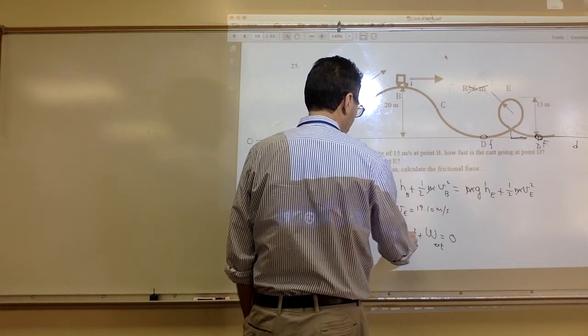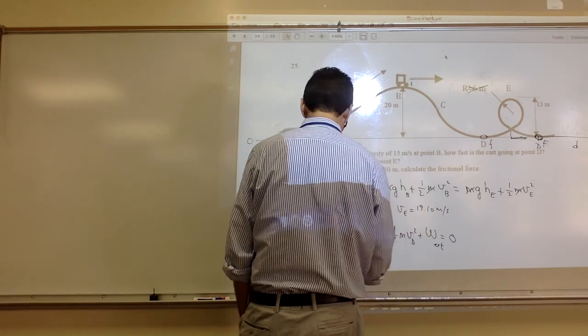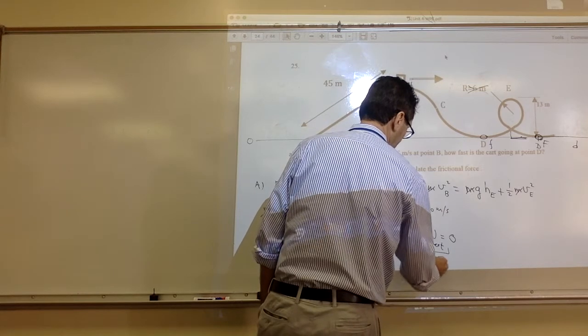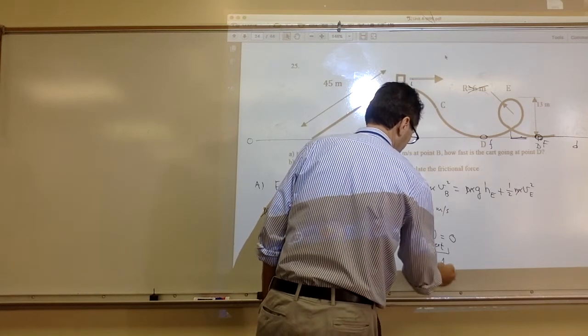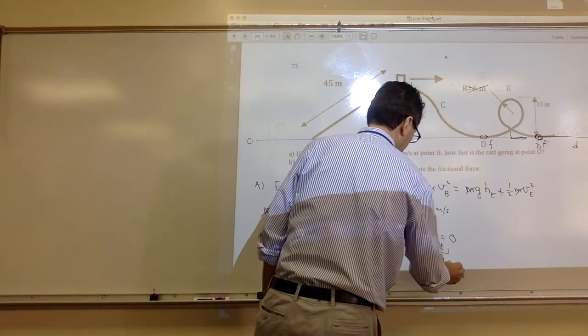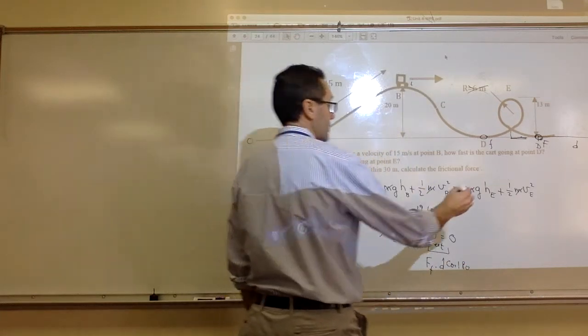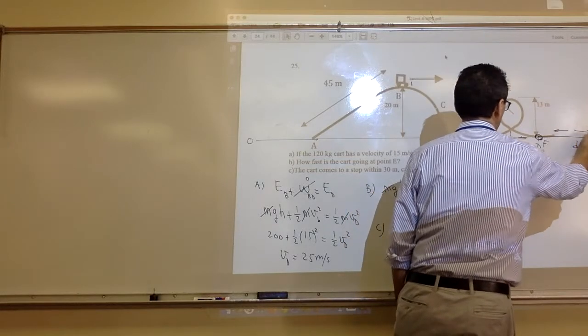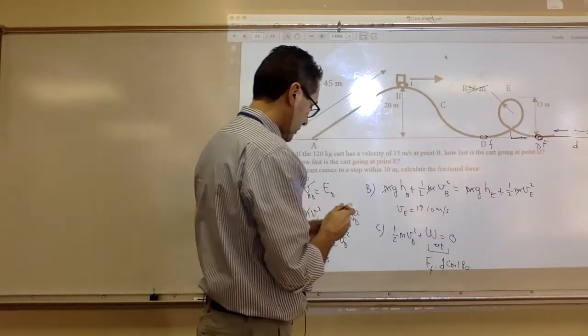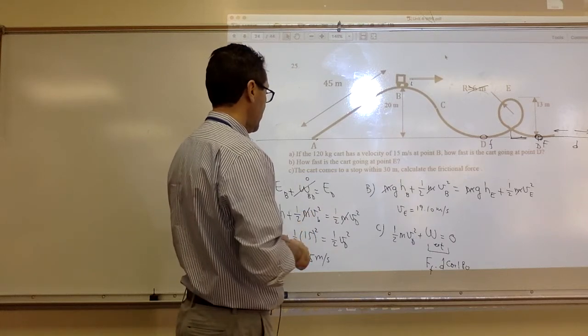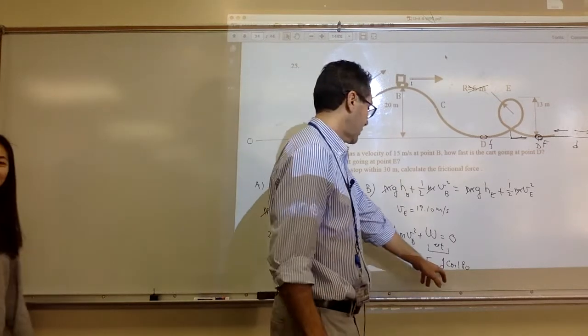So I think we have the 1/2 m VD squared. The external work is the work done by friction, so it's the force of friction times that distance, cosine of 180, because the force is going back and you're moving forward. And you can solve that equation, and you can find the force of friction, because you have the distance as being 30 meters.